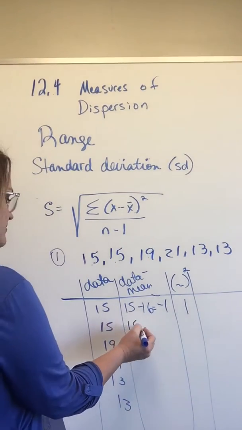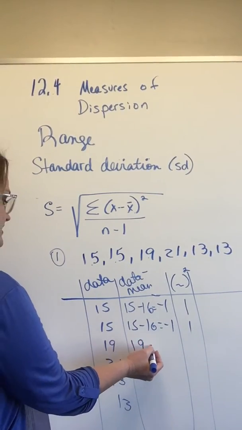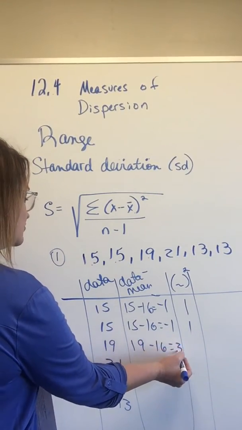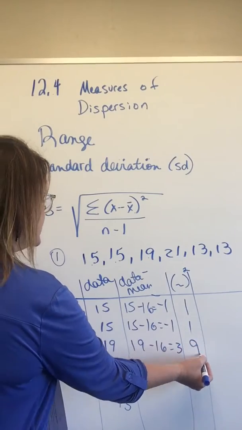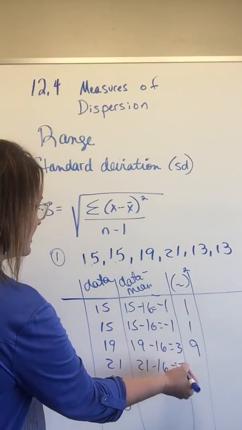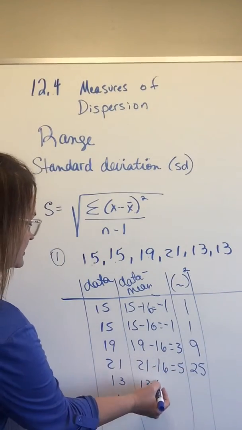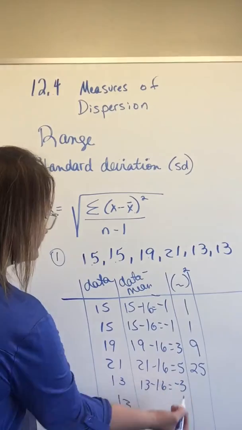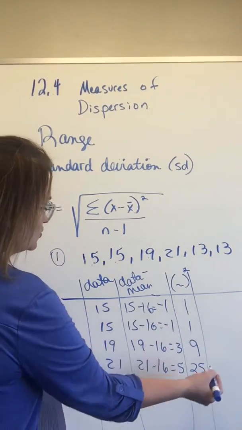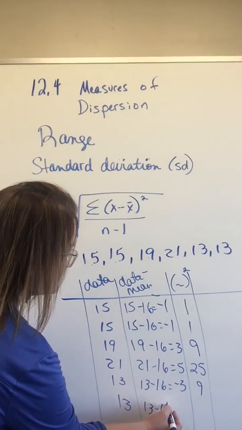Then 15 minus 16, we already did that, it's 1. 19 minus 16 is 3. Then we square it, which is 9. 21 minus 16 is 5. Squared is 25. 13 minus 16 is -3. Again, the negative gets squared, so it's always a positive something down here. And then here it is again.